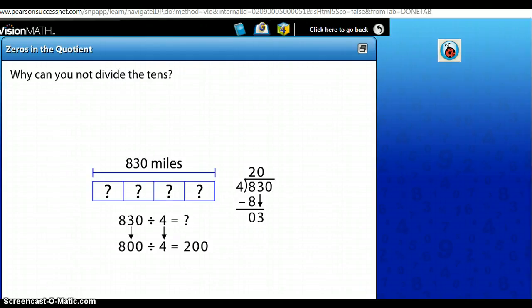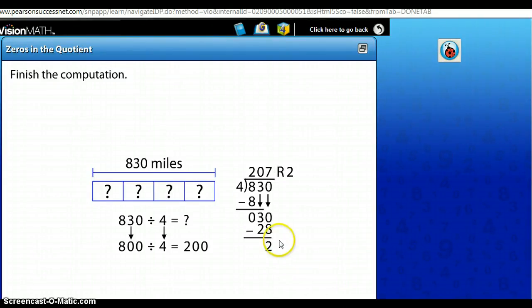Why can you not divide the tens? You cannot divide 3 tens into 4 parts, so the quotient is 0. What do you do with the 3 tens you could not divide? Now they're bringing down the next 0. Look at it as 30. Divide by 4. Finish the computation.